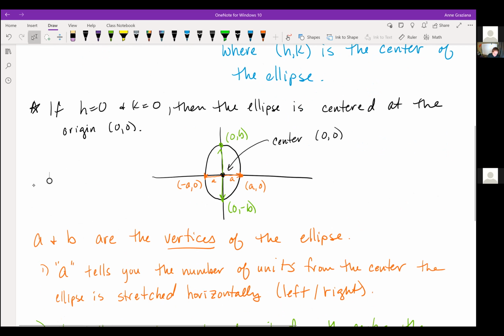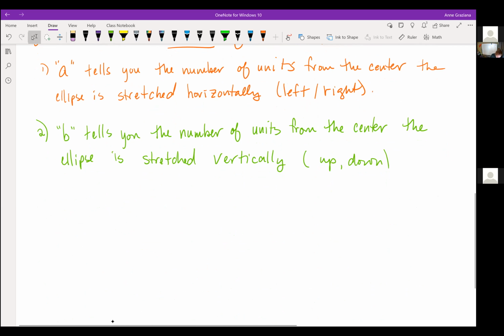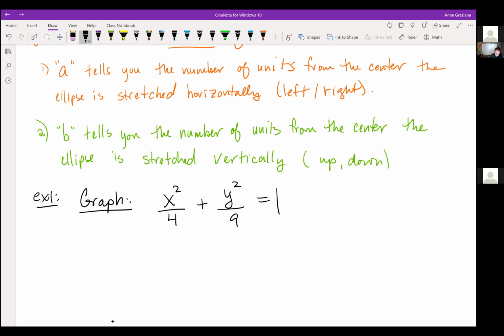Okay, so let's look at an example. Example 1. Graph x squared over 4 plus y squared over 9 equal to 1. So here's an ellipse.